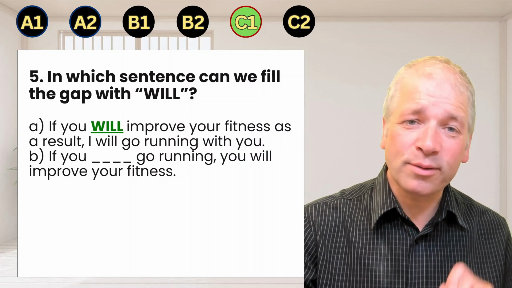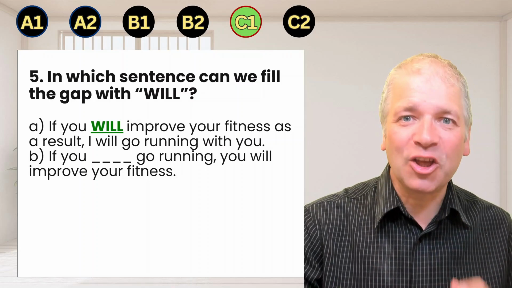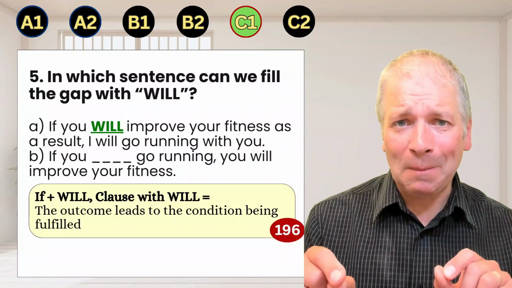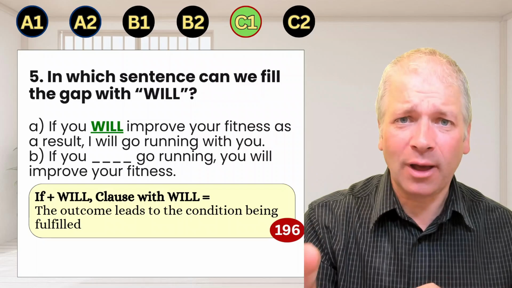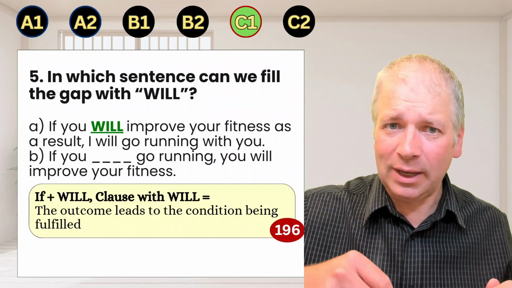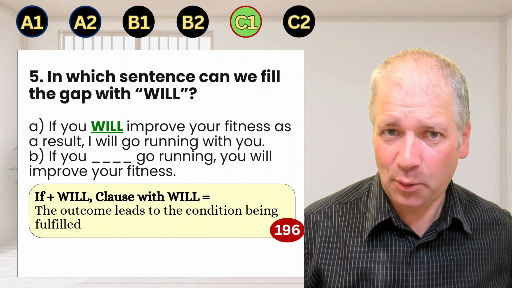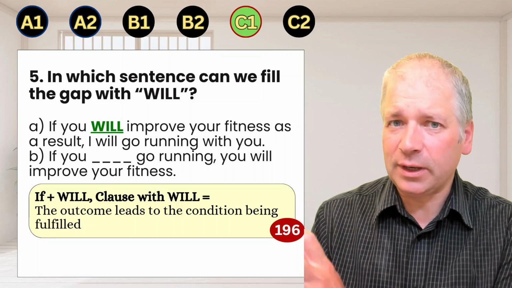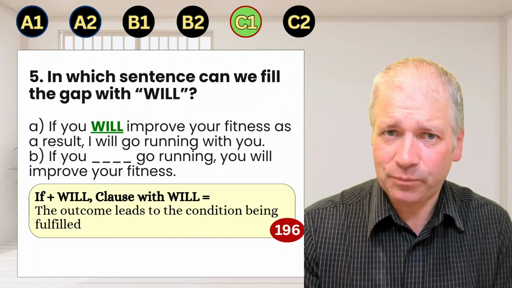The answer was A. If you will improve your fitness as a result, I will go running with you. Do you see what's happened here? The outcome needs the condition to also be an outcome in order for there to be agreement. I won't do it if you're not going to improve your fitness as a result. But I will do it if you will improve your fitness as a result. So the order has changed here.